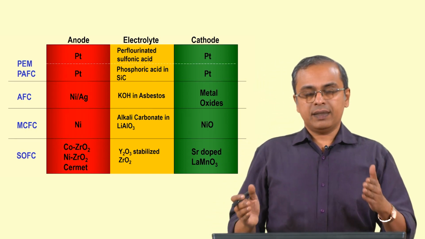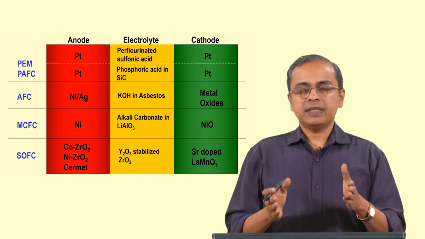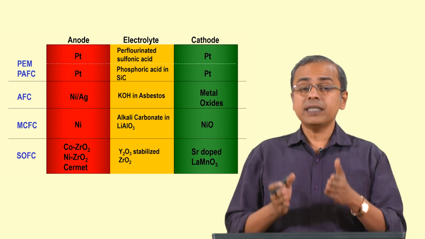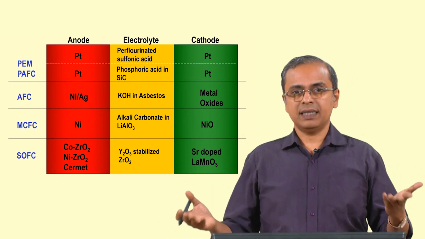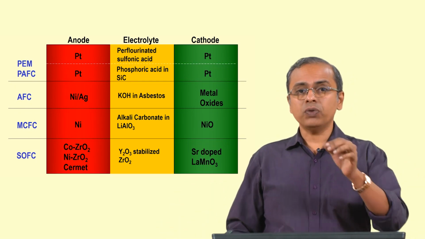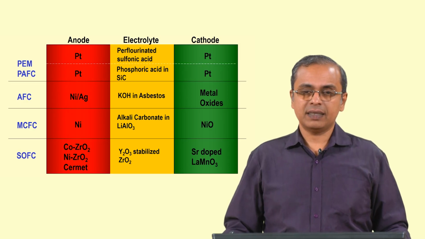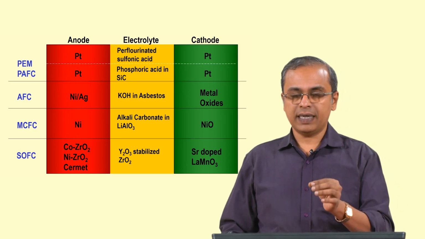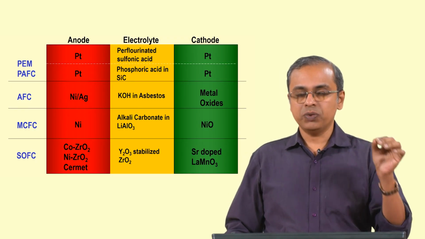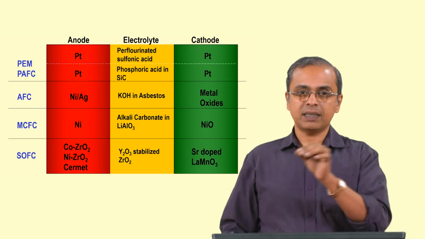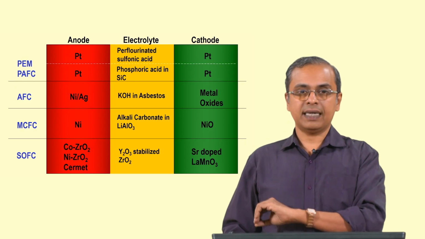I mentioned a little while earlier that once you select the fuel cell based on the temperature of operation, it also impacts many other things that are present in the fuel cell. One of the most important things that is impacted by this choice of the electrolyte, and therefore the temperature of operation, is the material that can be used at the anode as a catalyst and the material that can be used at the cathode as a catalyst.